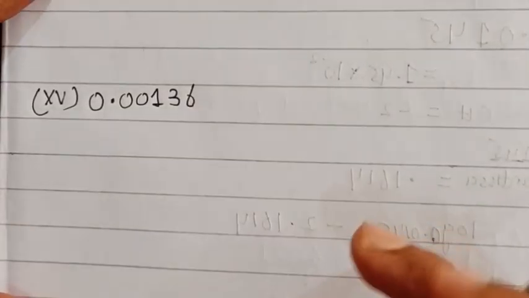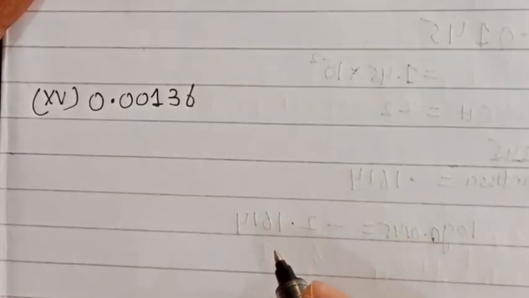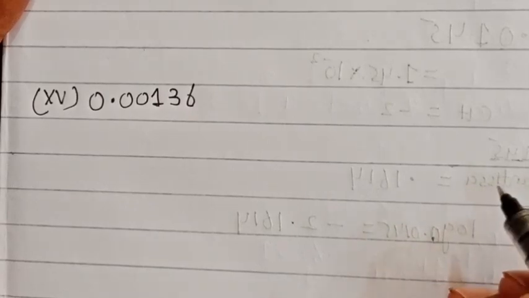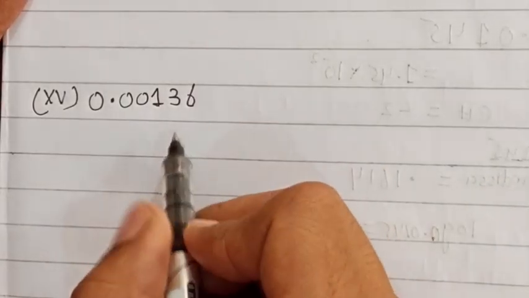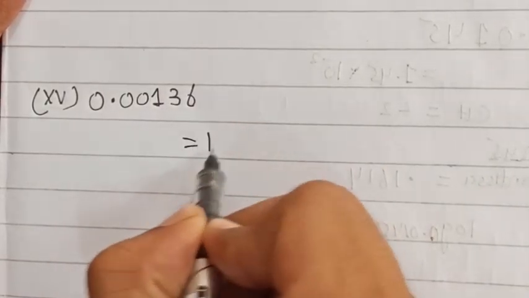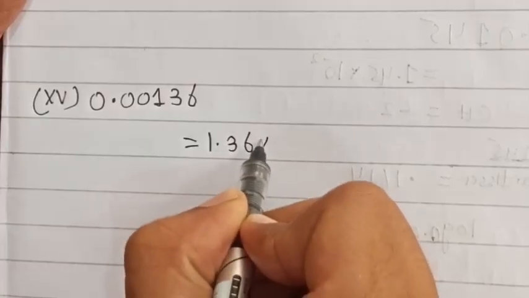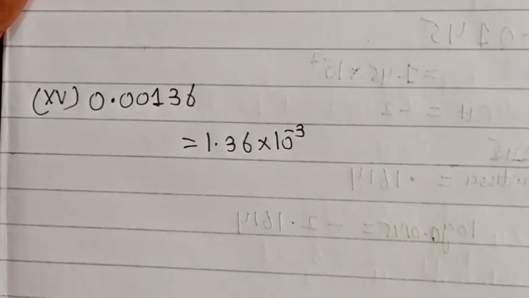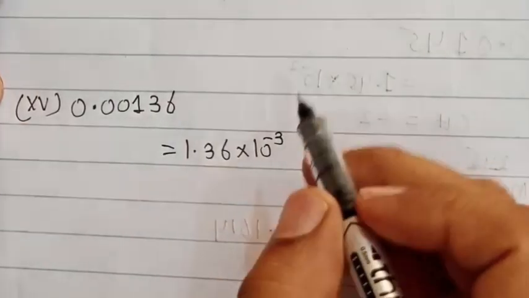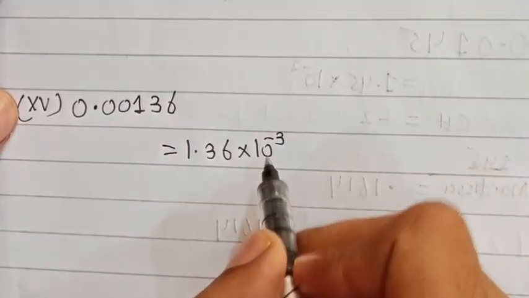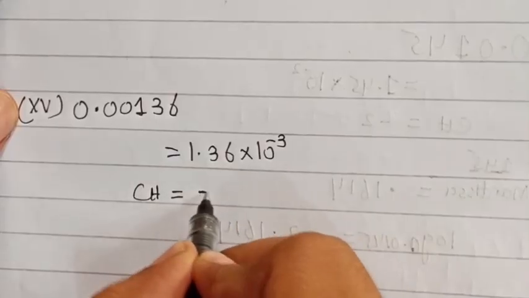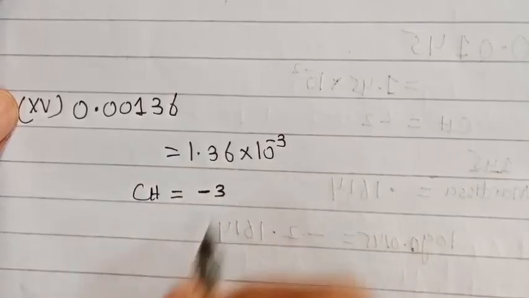Okay, come towards the last question, that is 0.00136. First of all, for finding out its characteristic, I will change it into scientific notation. See here, it will be 1.36 multiplied by 10 power minus 3. It is changed into scientific notation. As I told you, if the term is in scientific notation, I will consider the exponent as my characteristic. Minus 3 is my characteristic.